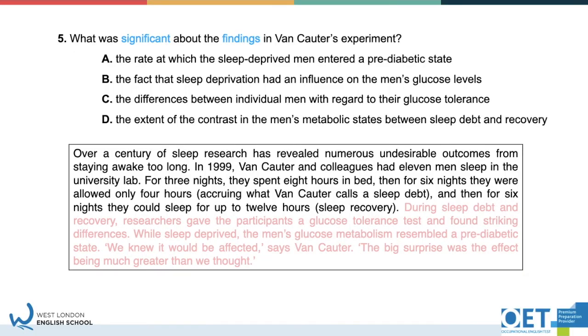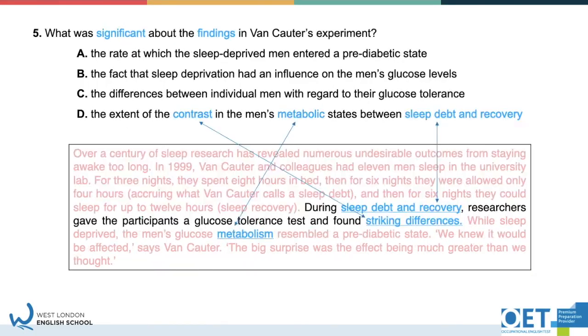If we have a look at the next part, we can see a lot of synonyms with answer D. So the extent of the contrast. Now remember, we're looking for something significant about the findings. And what we have here is the wording striking differences. Now this is not just differences, this is striking. This is something big, it's something important, and it's something significant.